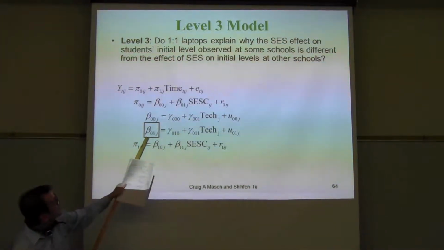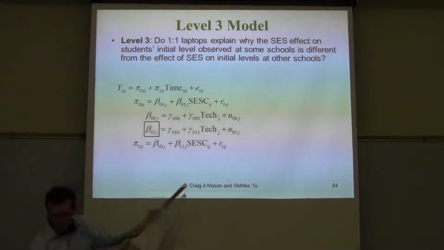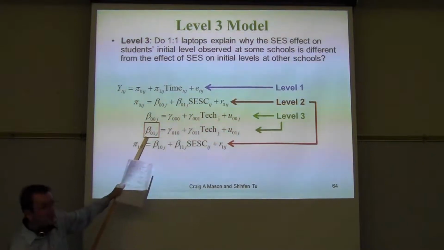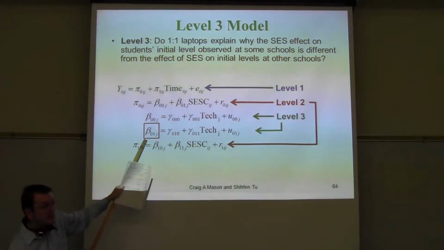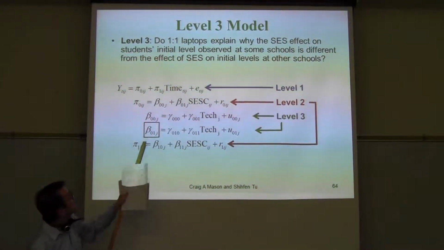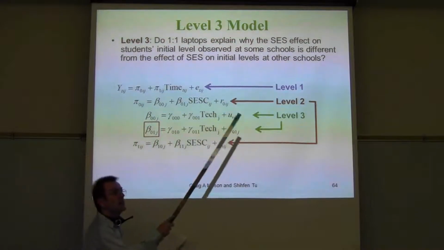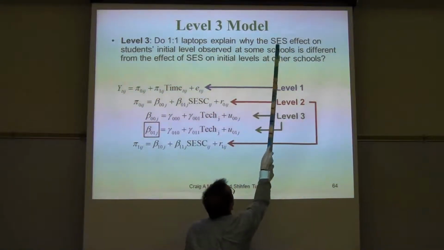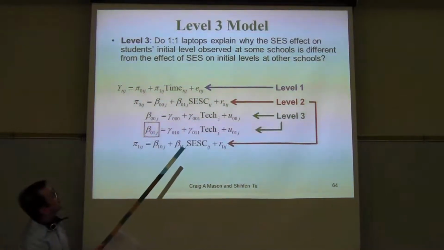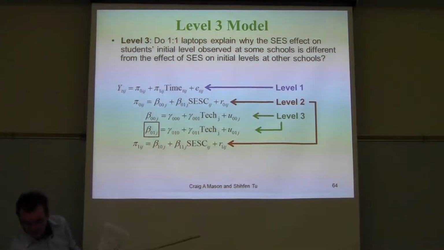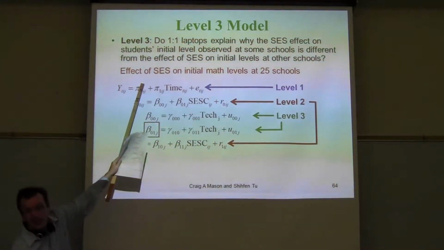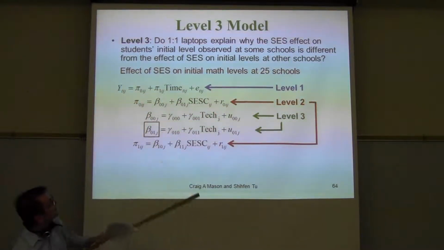So beta 01J, we're predicting, you have our level 3 equation, predicting those beta 01Js. We got 25 of them. Each school has its SES effect, right? That's what beta 01J, what was that again? See, I'm already forgetting. What was beta 01J? Oh, it was the SES effect on the students' initial levels. So let's put it down. It's the SES effect on the students' initial levels for those 25 schools.